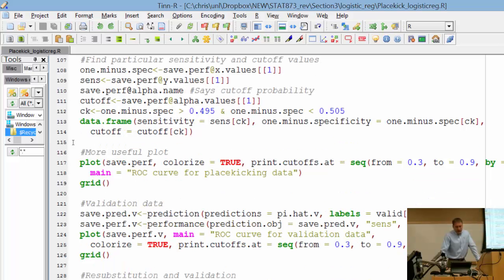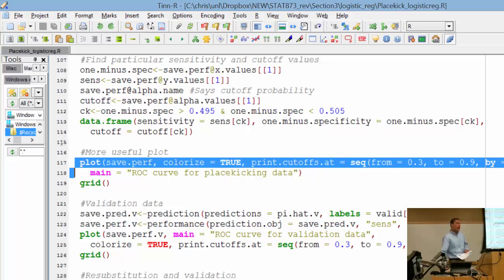Now there are also some nice tools or little options with the ROCR package that make it a little bit easier to approximate what the cutoff probabilities would be. This is shown on page 29, the corresponding plot.